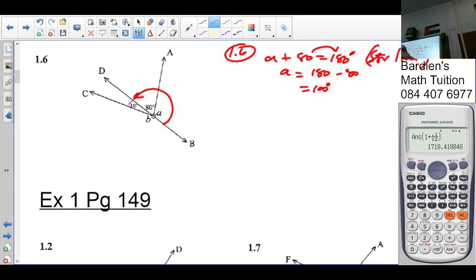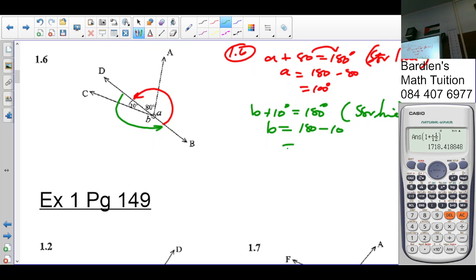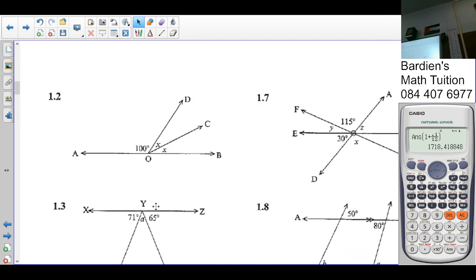Let's calculate B. B plus 10 degrees is equal to 180. Why? Straight line. So B is equal to 180 minus 10, which is 170 degrees. Yes, Michael? So you used the revolution. Nice, there's another way of doing the same. You would have gotten full marks if you used the revolution. Now do 1.2.